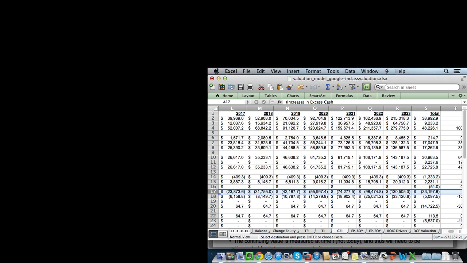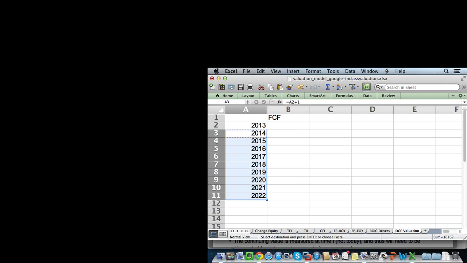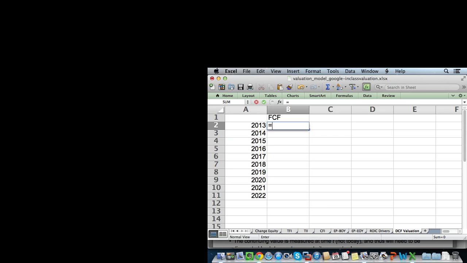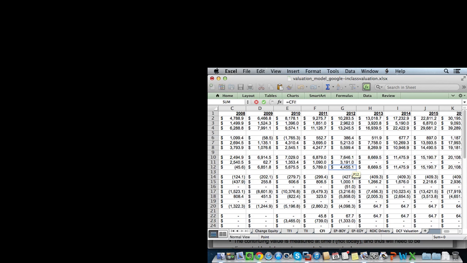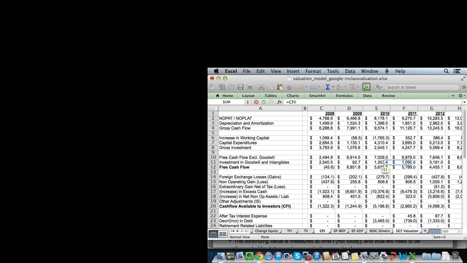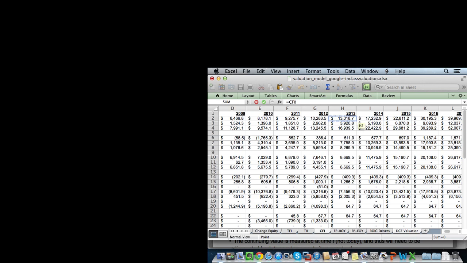Right? So back to our enterprise DCF model, over here in the DCF valuation, we're going to forecast the free cash flows for 10 years. And then I'm just going to basically pull them from the CFI tab. So our model had created a forecast for free cash flow, equals from the CFI tab, 2013 free cash flow, including goodwill, because when we do valuation, it always includes goodwill. So 2013 would be H12.